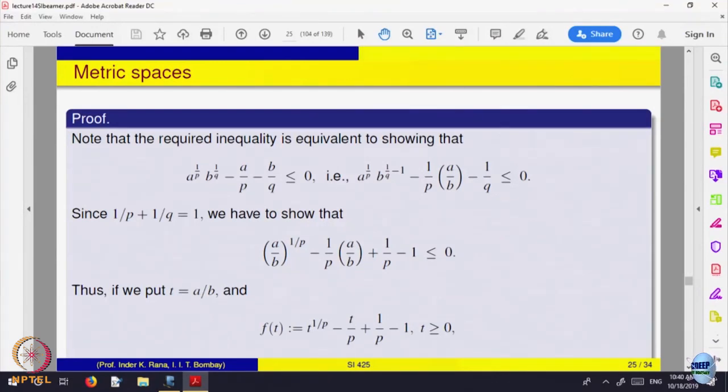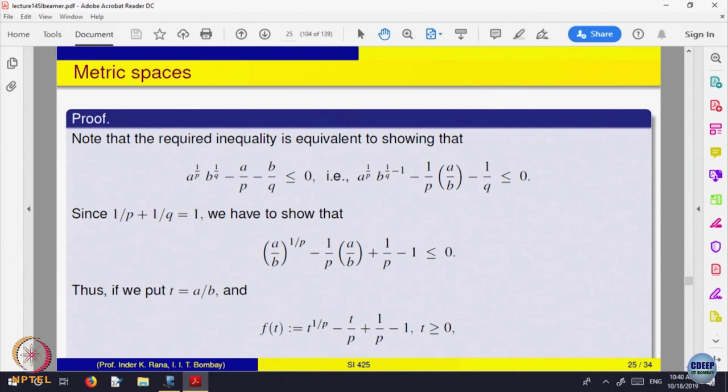If I call a by b as t, are you following what I am saying? The given thing is less than or equal to 0, I divide by b, so that everything becomes divided by b, and 1 over q is in terms of 1 minus 1 by p. That gives me t raised to power 1 over p minus 1 over p into t plus 1 over p minus 1 is less than or equal to 0, for every t bigger than 0, where a by b you have called t. So, if I can show this holds for every t bigger than 0, then we are through.